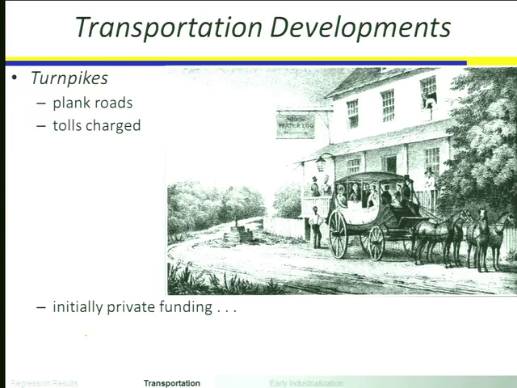Initially private funding, but the private funding is going to take people to a particular destination like Henry's and not other places. Eventually we get public funding of these roads, which is a reflection of the recognition of an economic concept, positive externalities. So the existence of the road provides benefits for more than just the people who are on the road. It's increasing trade. It's allowing easier access for everyone. And so initially private and eventually public funding of these roads.